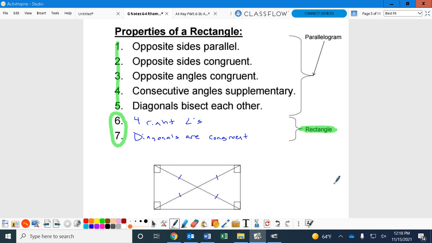Okay, guys, when I ask you about the properties of a rectangle, you're going to use the 5 that we already have for a parallelogram, and these are the only 2 things we're adding. The diagonals are congruent, and you get 4 right angles. That's what makes a rectangle a rectangle.